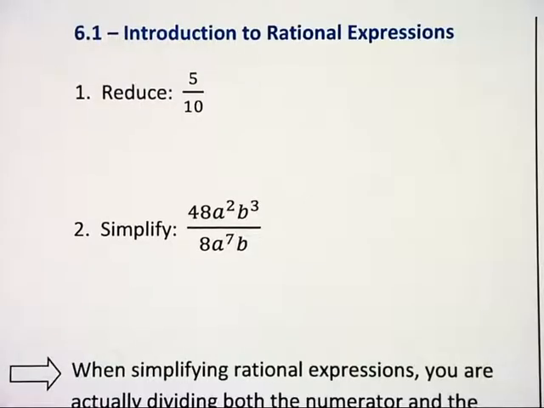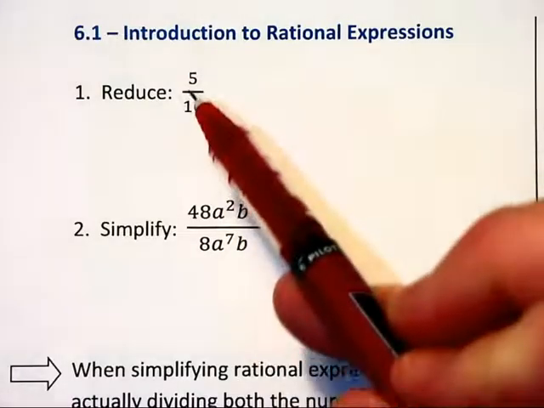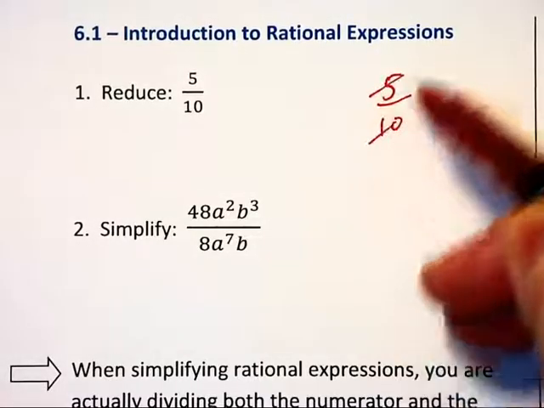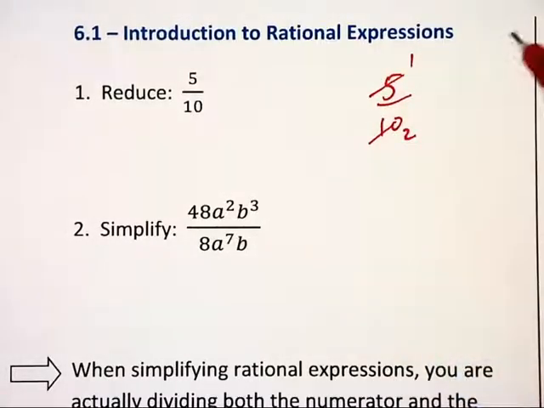Chapter 6, dealing with rational expressions, is just a fancy way of saying we're dealing with fractions here. Now most of us, when we go to cancel this 5 over 10, we want to say, oh, cancel those and make a 1 and a 2. However, I'd like to focus on what we're really doing.